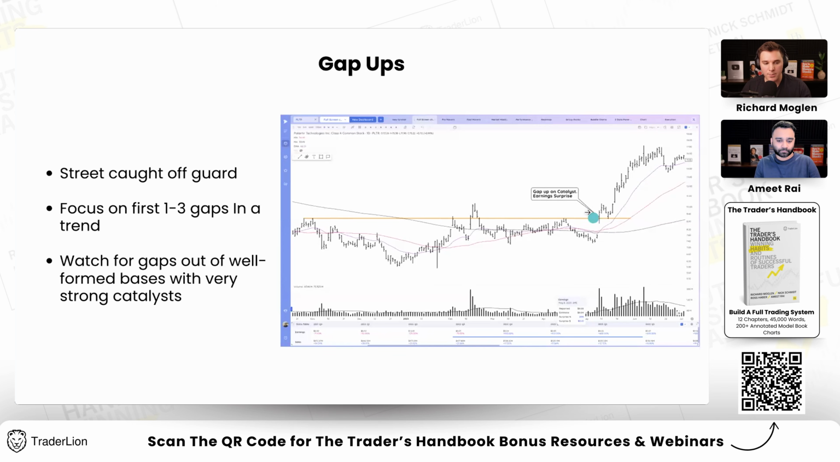They're scary to buy, but there's ways to manage risk. And we talk about that in the book. We'll talk about that in just a few sessions as well. So watch for gaps at well-formed bases with very strong catalysts, like the first signs of profitability, like we saw with PLTR. Ryan, I know this is kind of your bread and butter. Anything you want to add on gaps now?